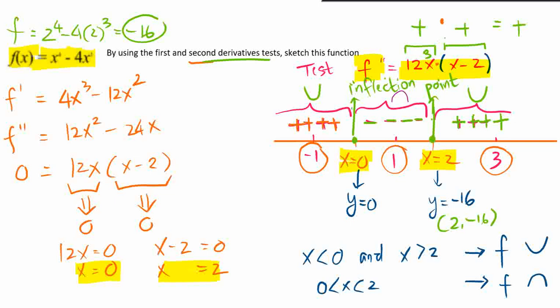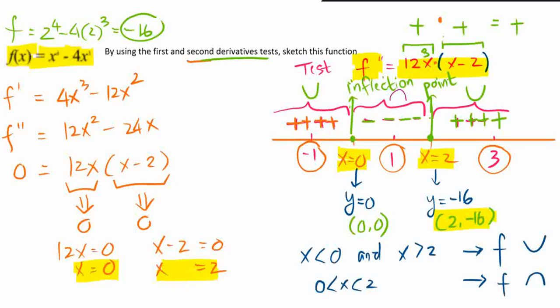And for x equals 0, of course, it will be 0, 0, which is the x and y intercept in this question. So we have another coordinate, which is the inflection point for this one. So here we go, we are done with our 4 steps. Then we want to summarize all our information.